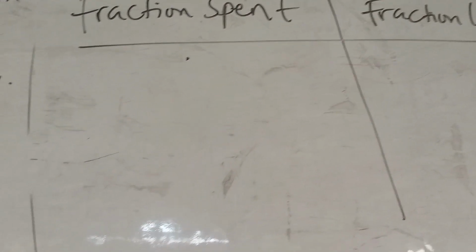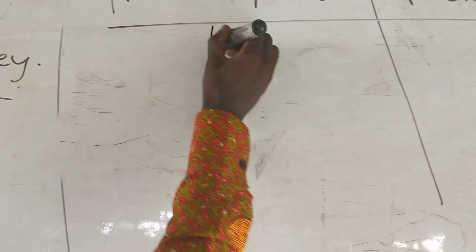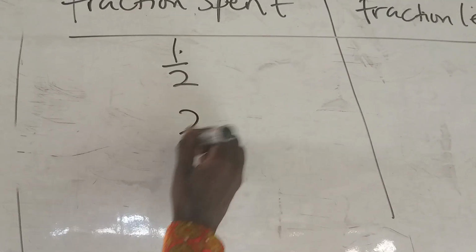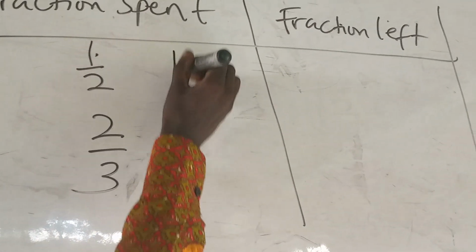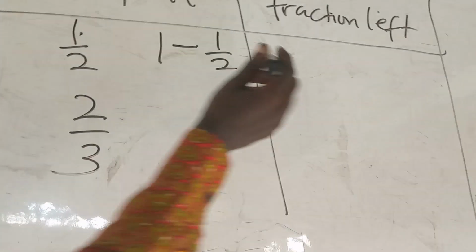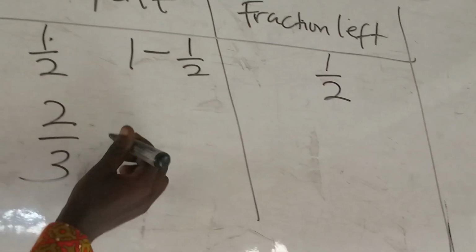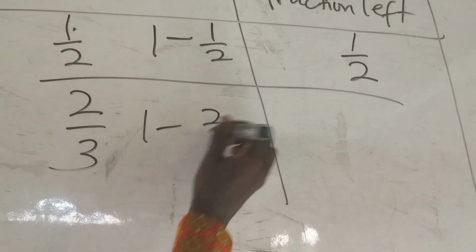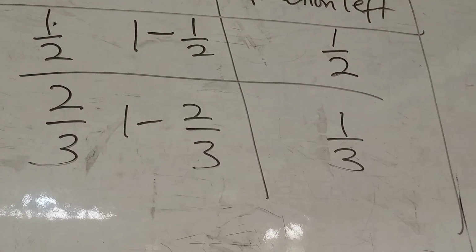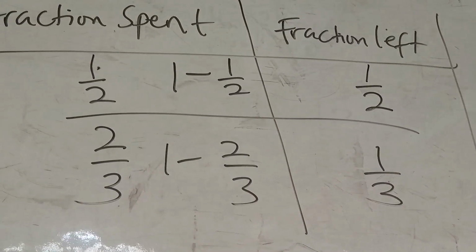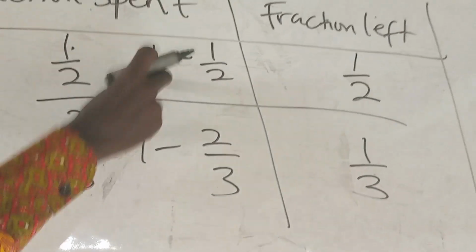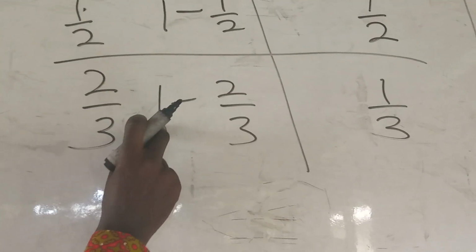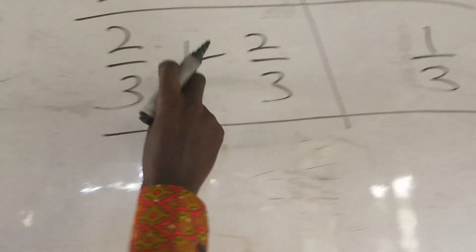So our fraction spent on rent here is half. And fraction spent on food, we have 2 over 3. What you must do is subtract this half from 1. We are getting 1 over 2. You subtract this 2 over 3 from 1. You get 1 over 3. So you take this fraction, you subtract it from 1. We are getting half. You take this 2 over 3, you subtract it from 1. You are getting 1 over 3, because the total fraction is always 1.